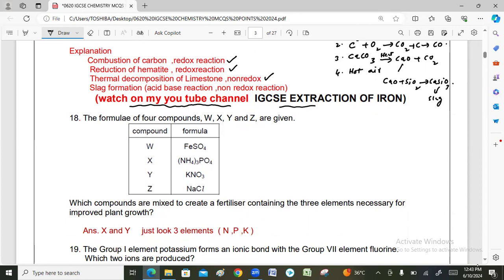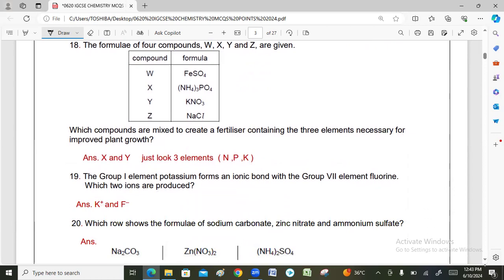Then number 18, the formula of the four compounds W, X, Y, and Z are given. This is W, X, Y, and Z. Which compounds are mixed to create a fertilizer containing the three elements necessary? This is also a direct question.